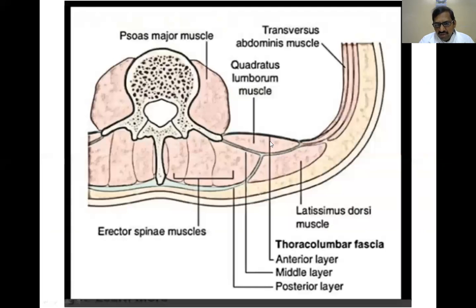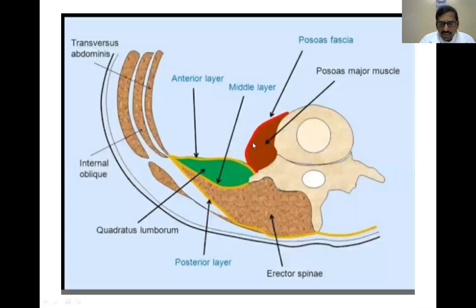You see here further, this is the quadratus lumborum, this is the anterior layer, this is the middle layer, and here is the posterior layer. Next, here you see the psoas major muscle. It is covered by psoas fascia, and downwards it continues as the iliac fascia, the iliopsoas fascia.